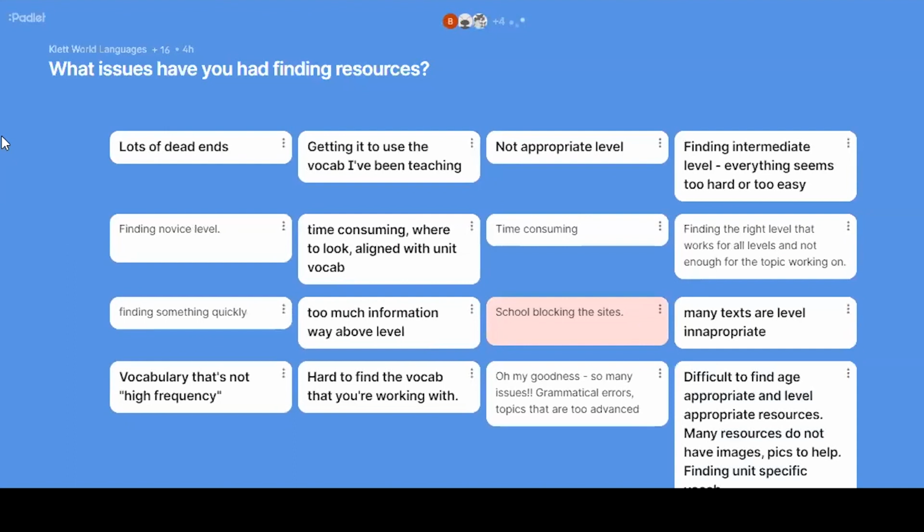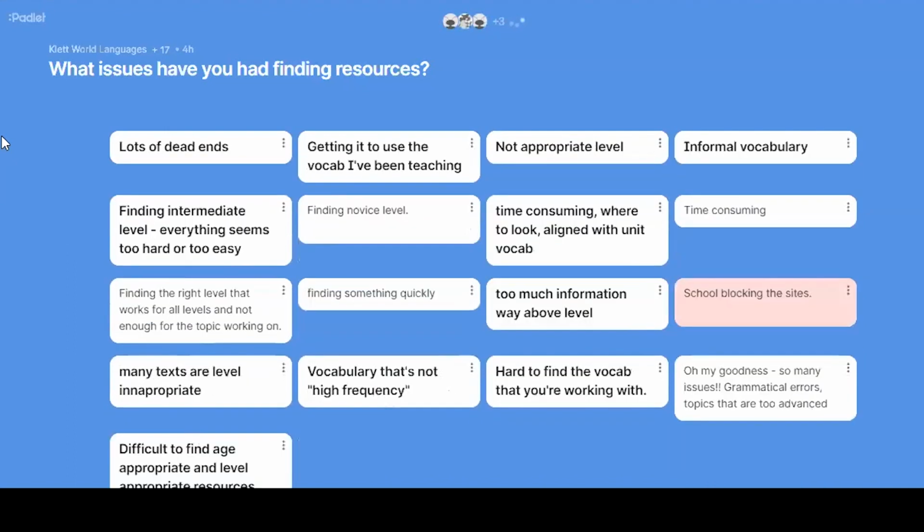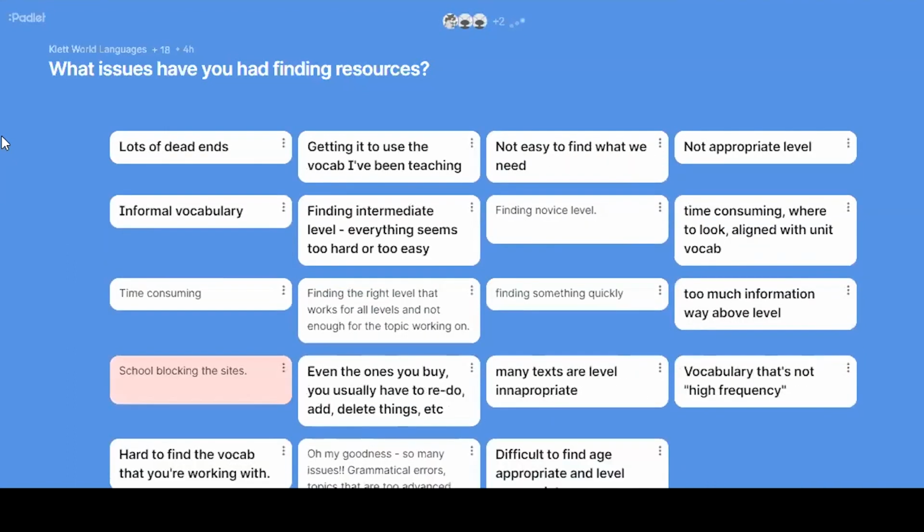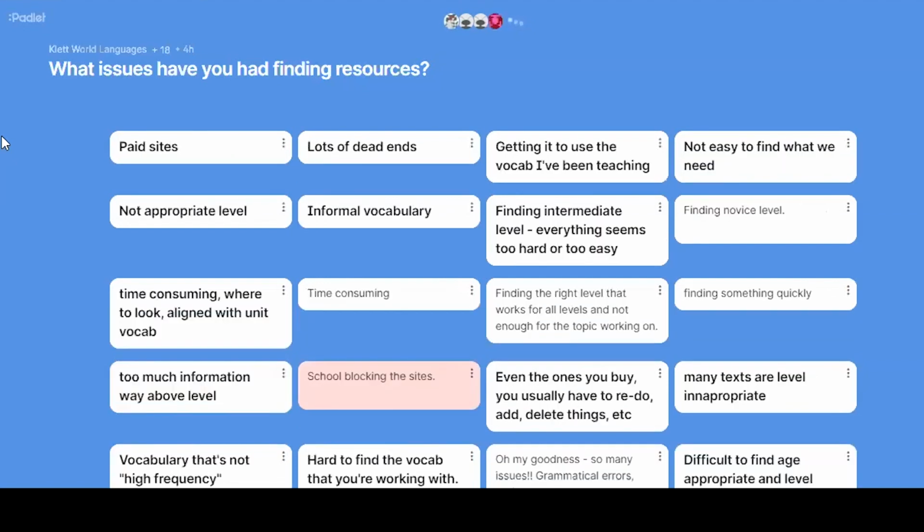School blocking the sites. Oh boy, was that a frustration of mine. You'd find the perfect video at home where you weren't on the school's filter and then you'd go to use it and it wouldn't load on the school's filter. So yeah, that was always a good one. Dead ends, links that get broken, a link that you had maybe the year before that worked great and then now it's gone. That was the tough one.